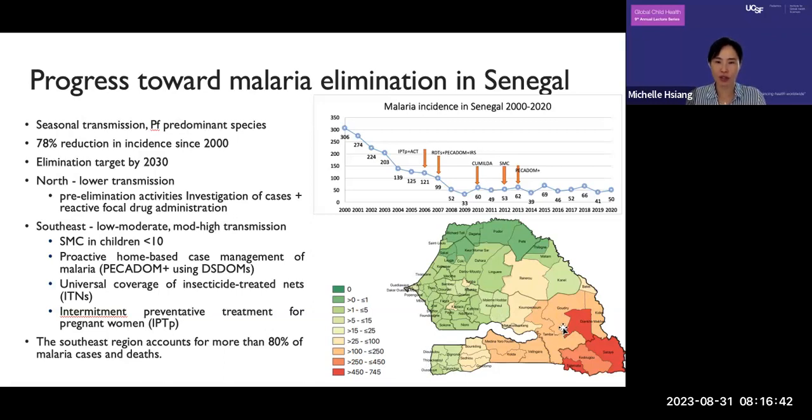This area has been a real challenge, and you can see that despite everything they're doing, cases have just really plateaued. And in order to get to elimination, it's really felt like we need to do something more. Vaccines are sort of available now. The RTS,S, it doesn't have excellent efficacy. It's like 30 to 50%. But we're going to have better vaccines in the future. But for now, with the tools that we have, we think we can do more. And this is what this project is about.